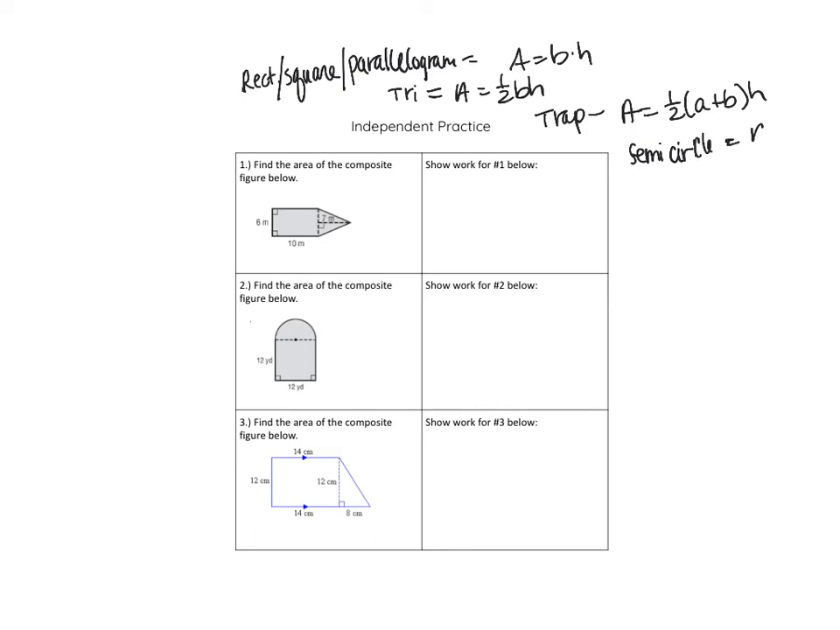And lastly, the semicircle, or half circle, is area is equal to pi r squared over 2. So divide that by 2. Okay? All right. Again, if you have any questions, you know where to find me.